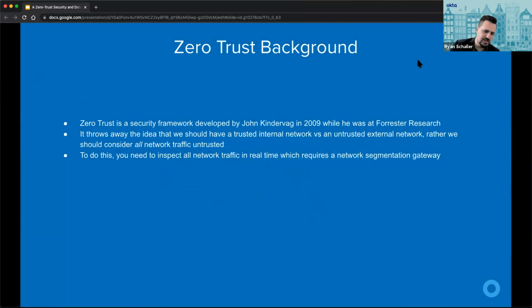So let's dive into this topic a little bit. Before we go into anything, I really want to make sure that I give a level set around zero trust and the background behind it. Back in 2009, John Kindervag, who used to work for Forrester, coined this idea of a zero trust security framework. The idea is that instead of worrying about an internal network or an untrusted network, we should consider all the network traffic untrusted.